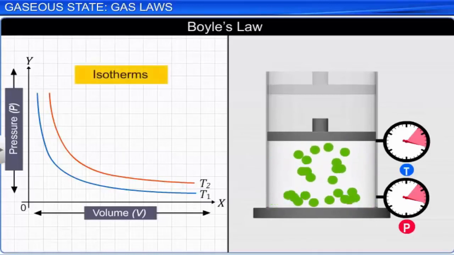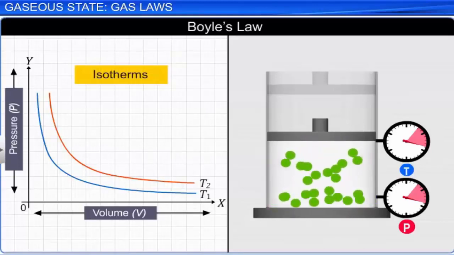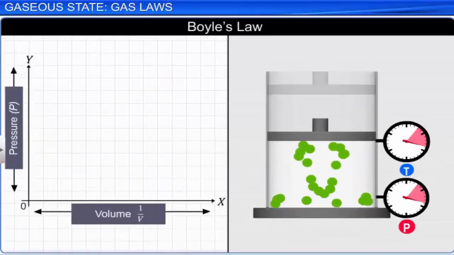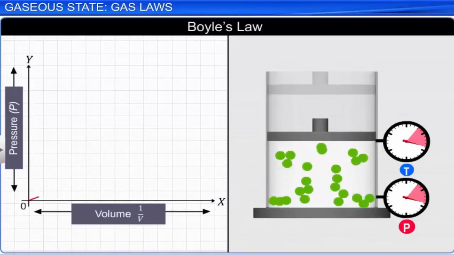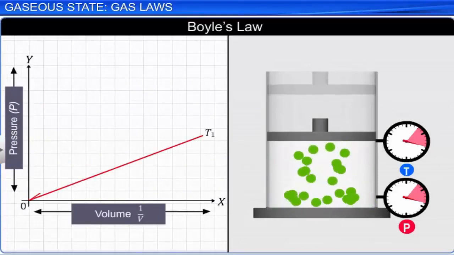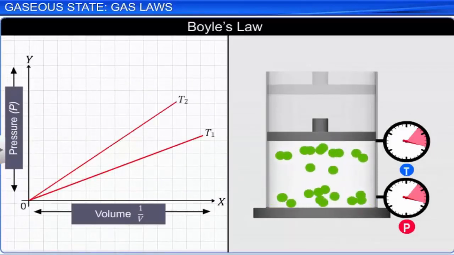Similarly, we can plot variation of pressure against 1 by volume. We get straight line for each constant temperature. These straight lines pass through the origin.